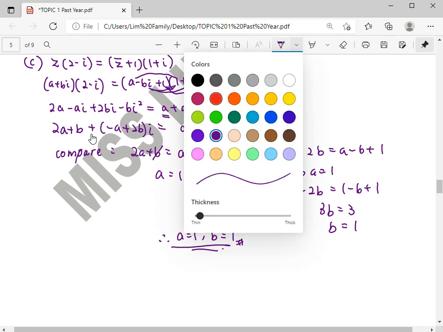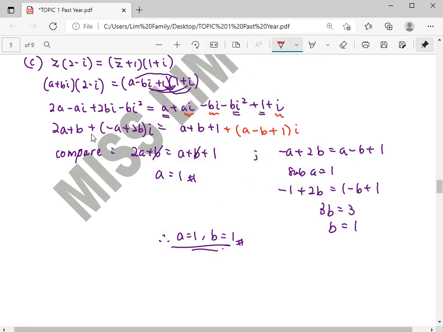So this question is allocated 5 marks. So where are the 5 marks? First we look at how you expand. So when you know how to expand, then you can see, do you manage to compare the real part and get the answer? Another one, do you manage to compare the imaginary part and substitute the value of a that you found here to get your b? So this is how we get our 5 marks.